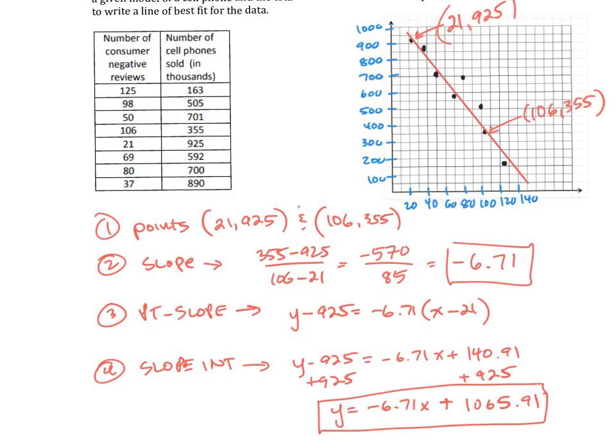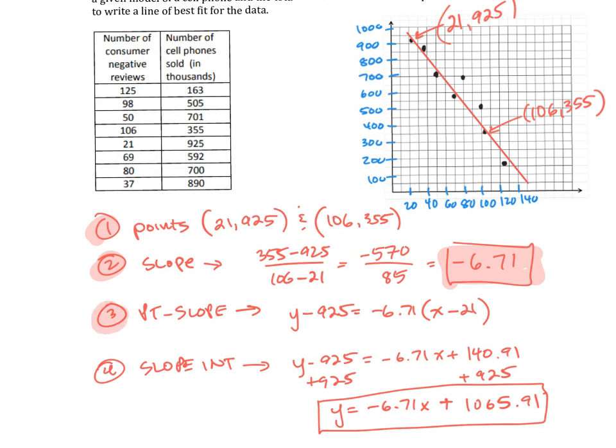All right, so finishing this off, you just did your 4-step process here. So number 1, find the points. Obviously, I told you that a second ago. Find the slope between those points. So y2 minus y1 over x2 minus x1 gives me a slope of negative 6.71. So obviously, that's a negative correlation, which makes sense. As the number of negative reviews goes up, the number of phones that are sold goes down, right? So that would make a lot of sense in terms of this problem, right?